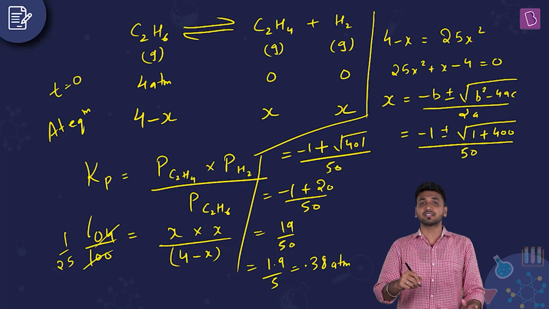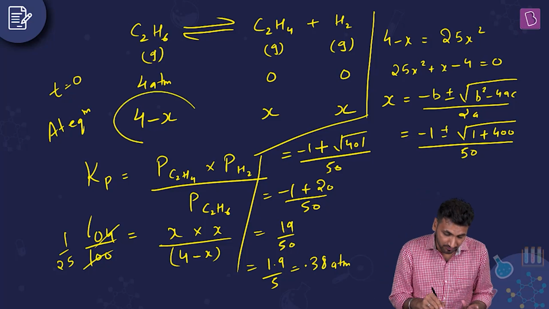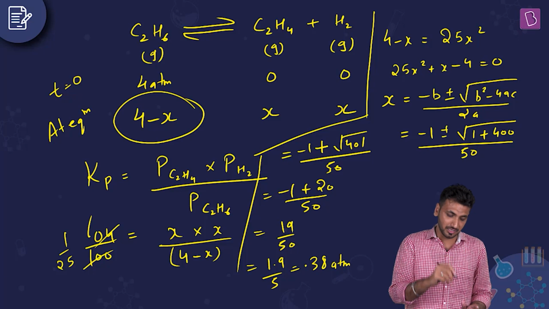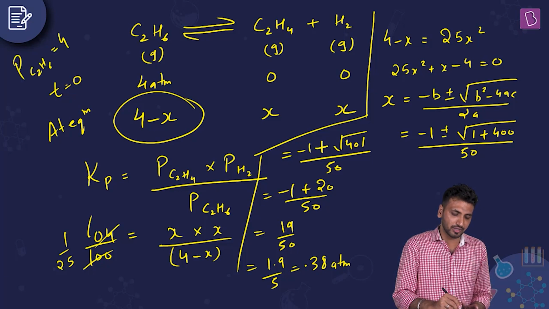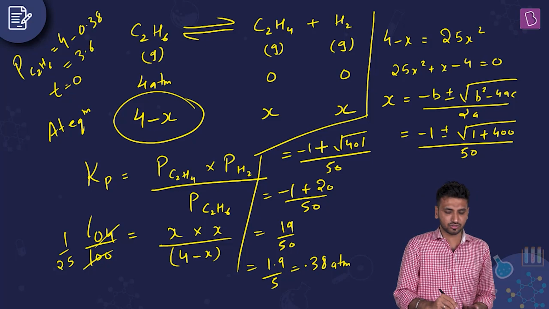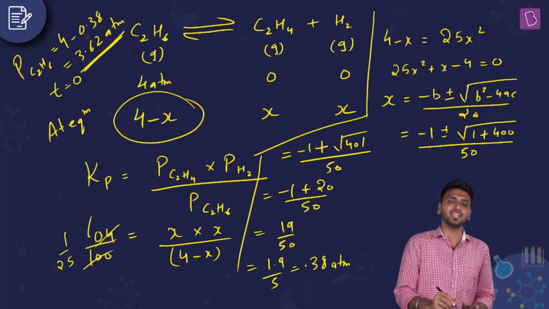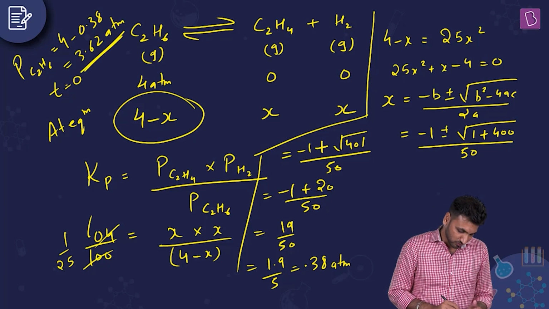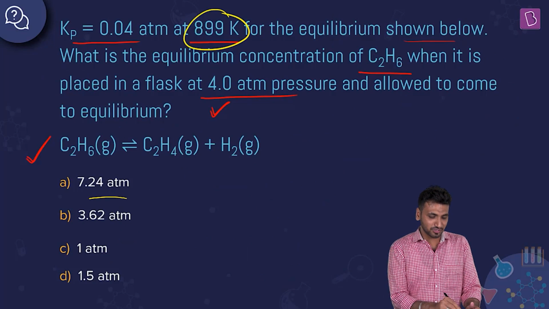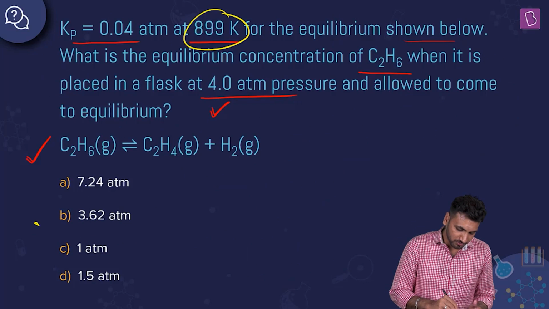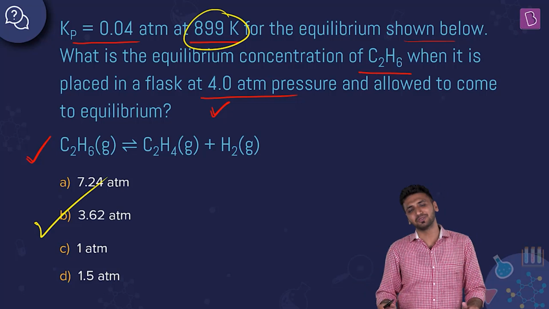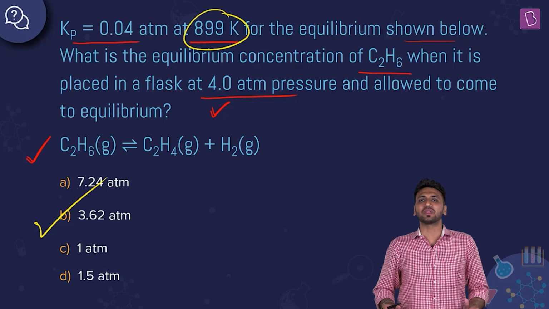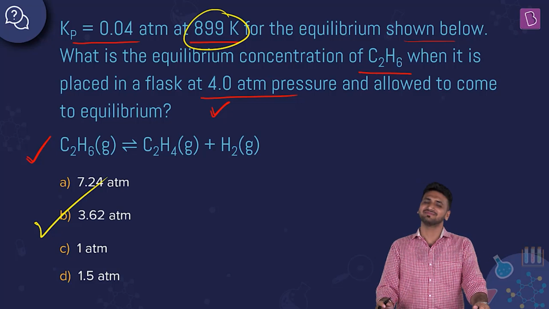Is it going to be the final answer? No. What you have to find is the value of 4 minus x, the partial pressure at equilibrium of C2H6. This will be 4 minus 0.38, 3.62 atm, which is going to be the final answer. Let's match with the options. 3.62, yes, it is here. So option B, for Bombay, Bengaluru, or even BYJU'S, is going to be the right answer to this question. And with that, we conclude this question. Thank you.